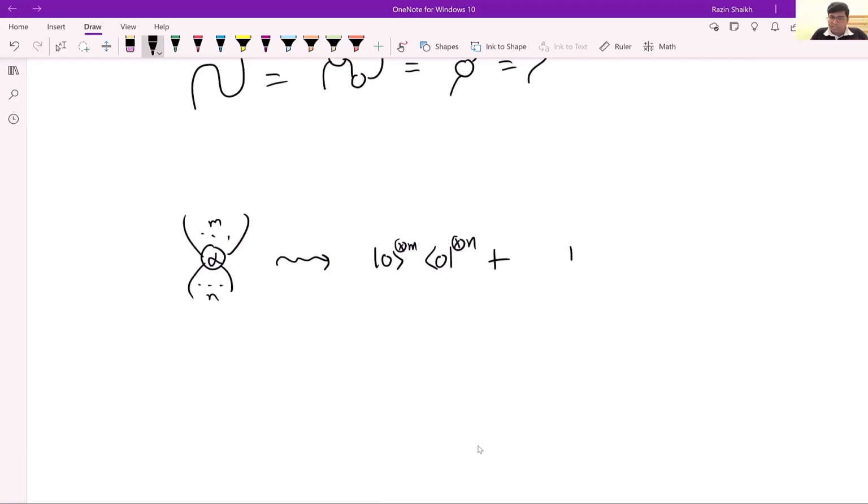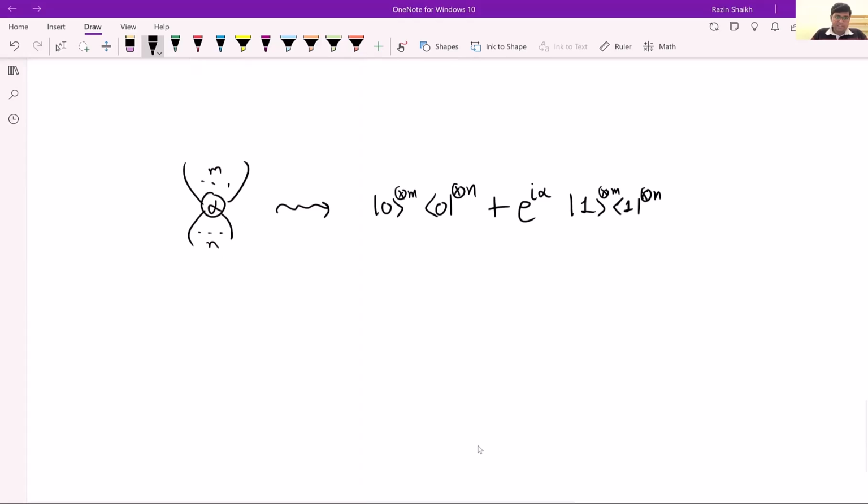Now, usually if we just have one spider with no label, this is what we get. But when we put an angle on it, that will mean you put this coefficient e to the i alpha between ket 0 and ket 1. These spiders allow us to do some more interesting things.